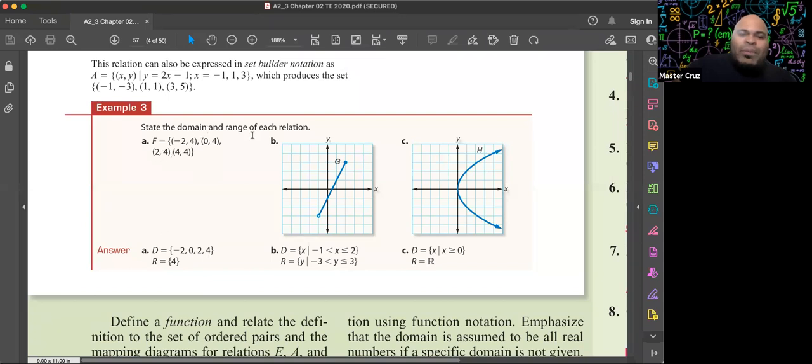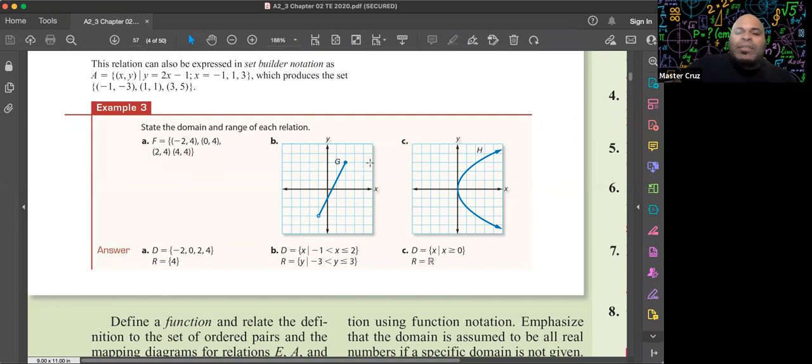Okay, now what about the range? Well, it looks like the range is 4, 4. They're all 4, actually. Because they're all 4, you only have to write it once, because I said that if they repeat, you only write it once. So you put the range is, open a brace, and then 4, close your brace. That's the answer. You listed all the elements.